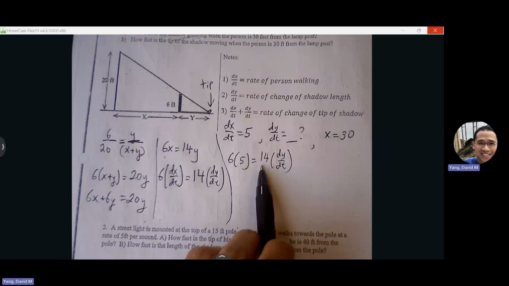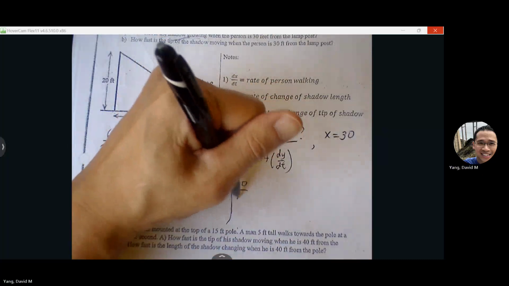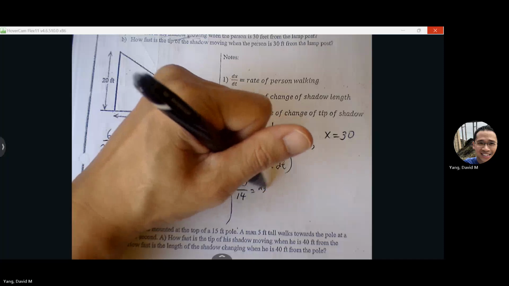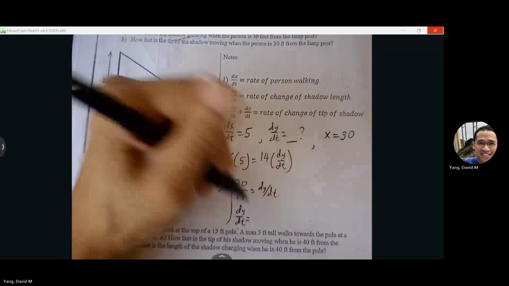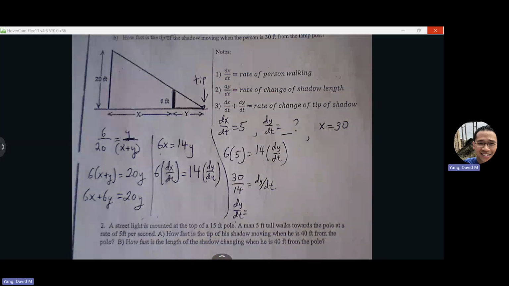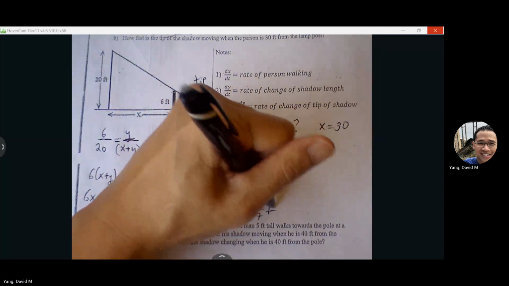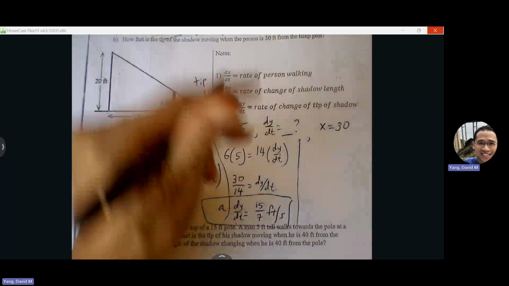So to solve for dy/dt, I'm just going to divide by 14. Do some reducing. I get 15 over 7. That's just going to be some decimal value, but you can leave your answer in that fractional form. So 15 over 7. That's part A, the rate of the length of the shadow changing.